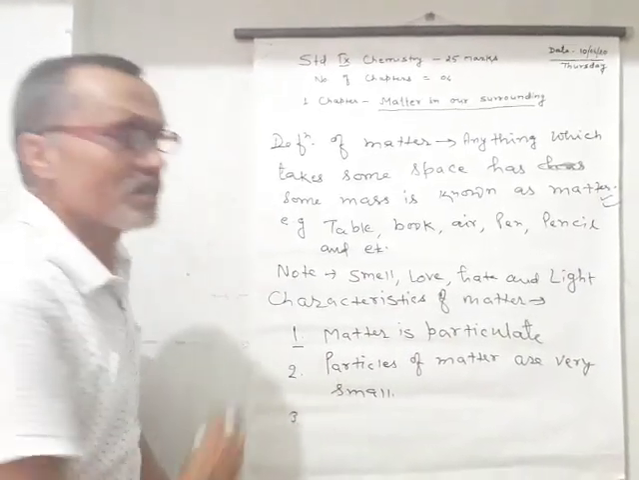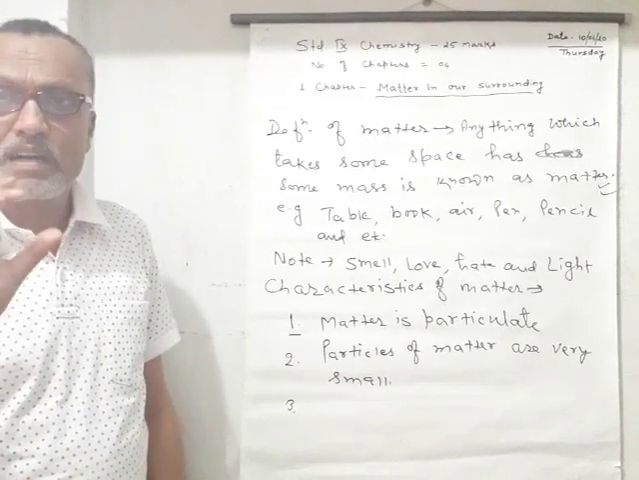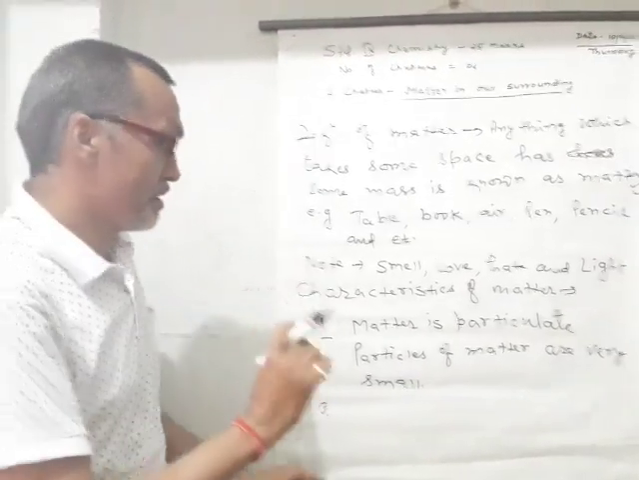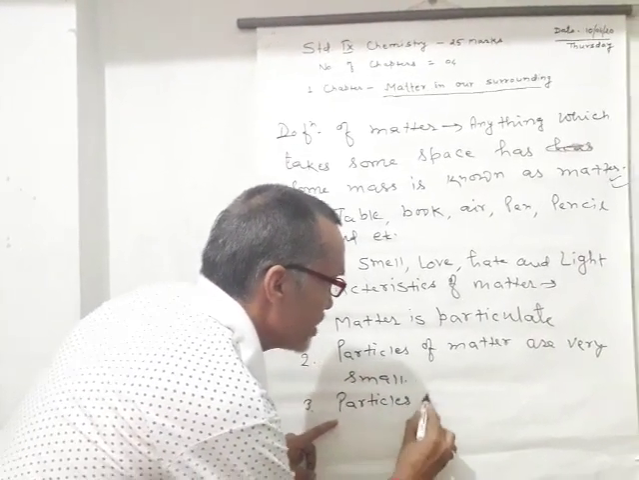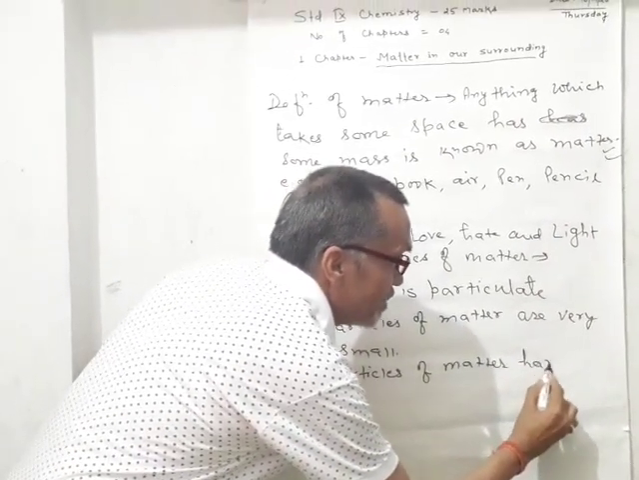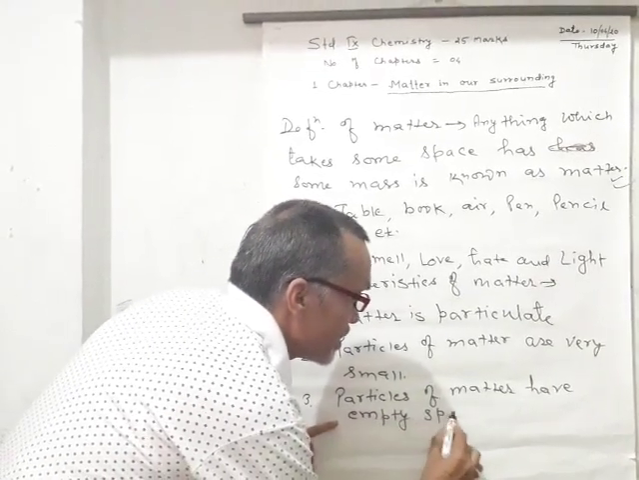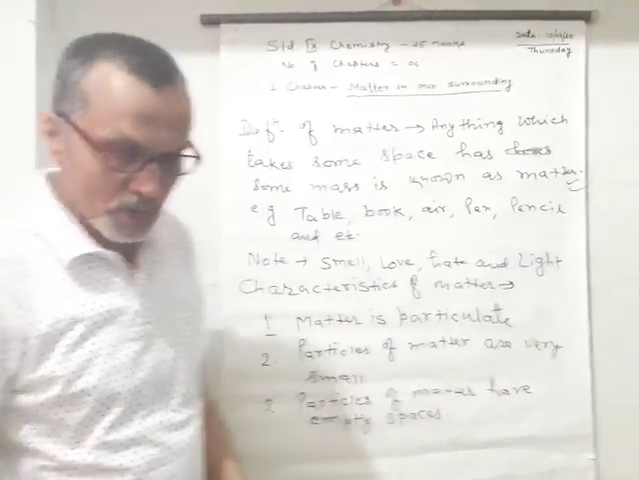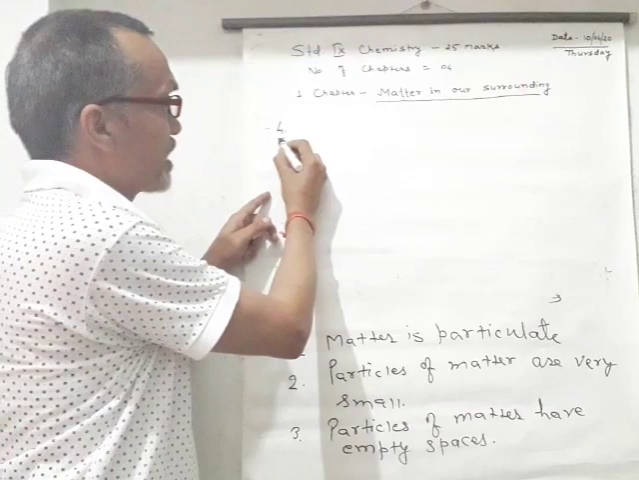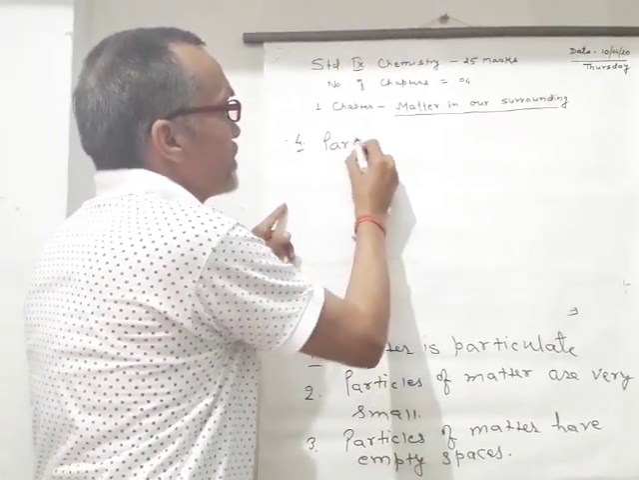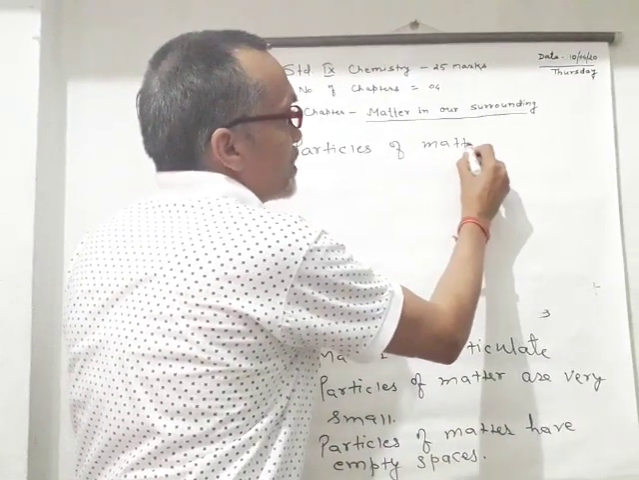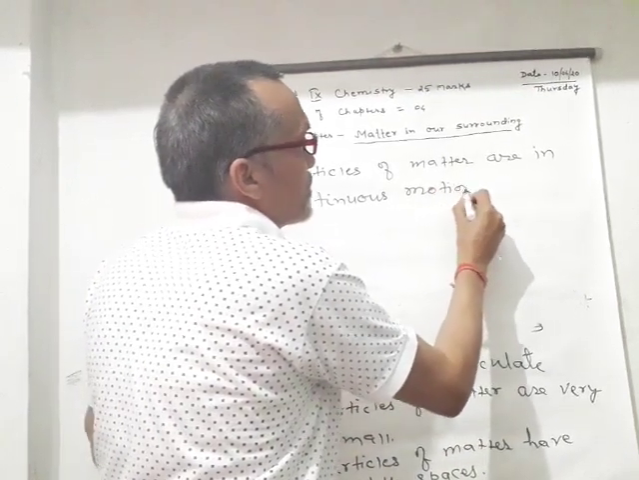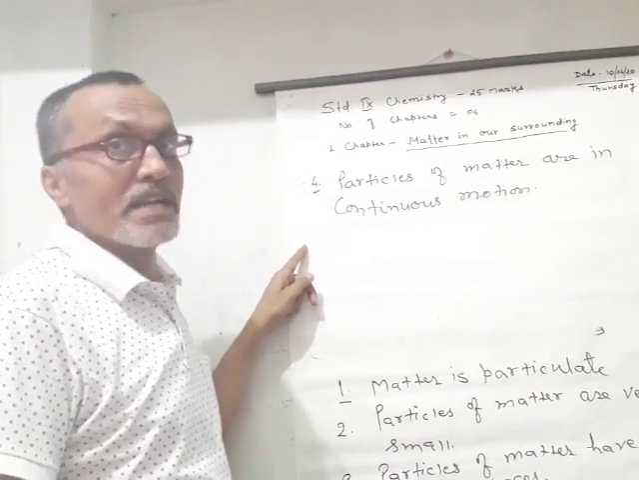The third one is: between the particles of matter there are certain gaps which are said to be interparticle spaces. It means particles of matter have empty spaces. First of all, note down these three points and then I am going to tell you the next one. Number 4 characteristic: particles of matter are in continuous motion. This is the fourth characteristic of matter and its particles.